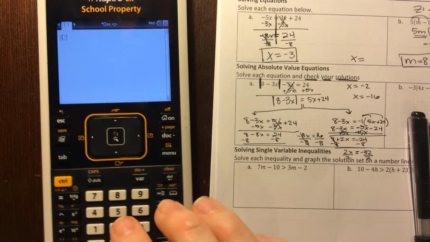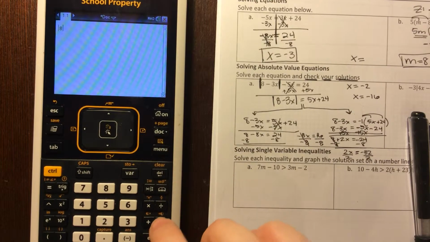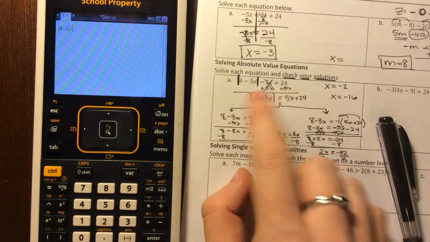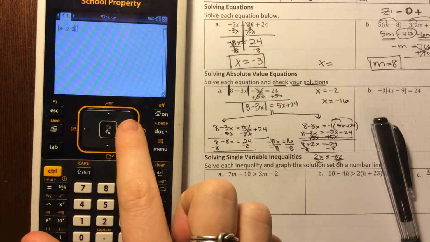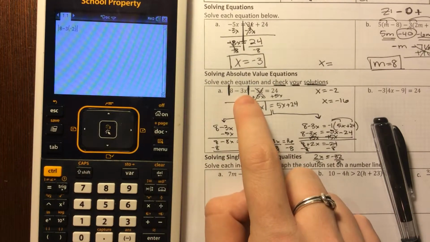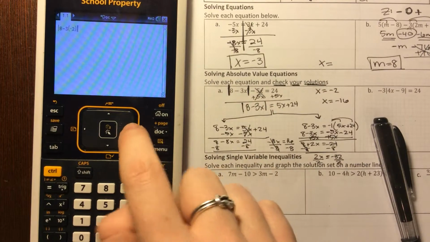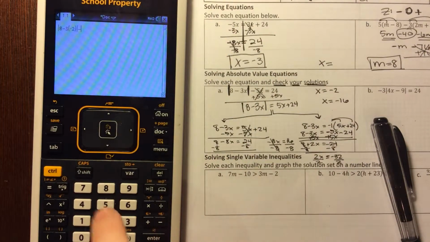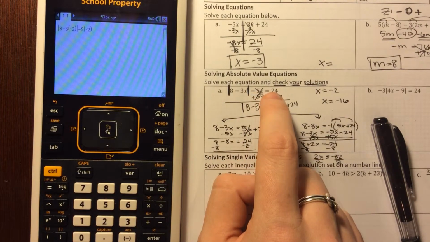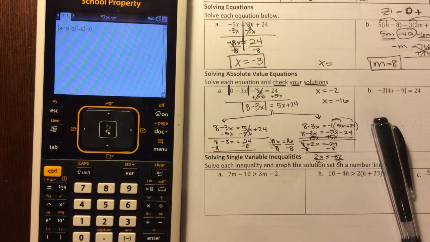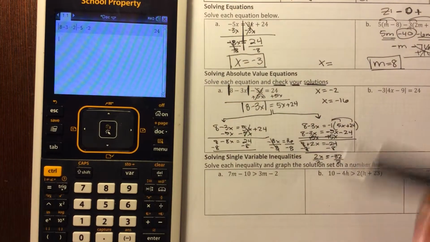It looks like a square with 2 lines beside it. That's your absolute value. Okay, we do 8 minus 3 times x, and what I found for x was negative 2, so I'm going to plug in a negative 2. And then I'm going to close my parentheses, and then I have minus 5x. So outside my absolute value, I'm going to subtract 5 times x, which I found was negative 2. Now once I plug this in, I'm hoping that it gives me 24, what my original equation was. When I hit enter, it gave me 24.